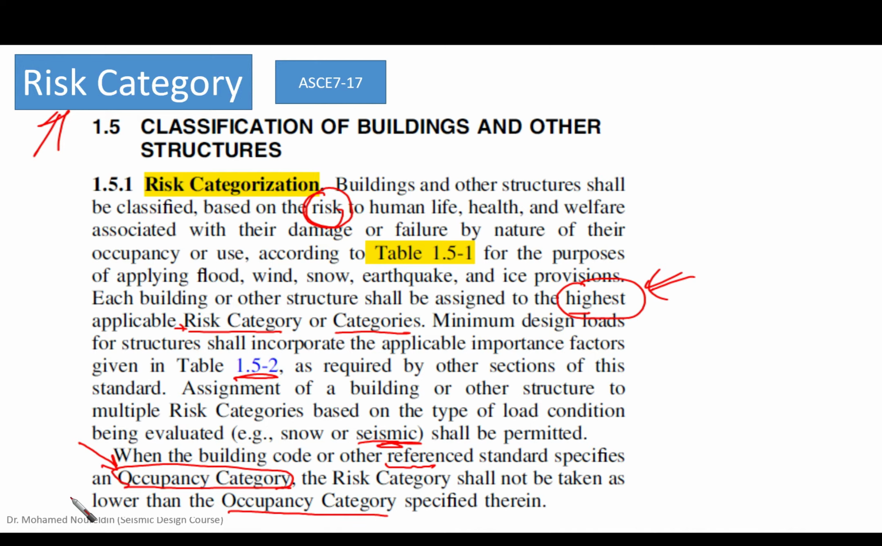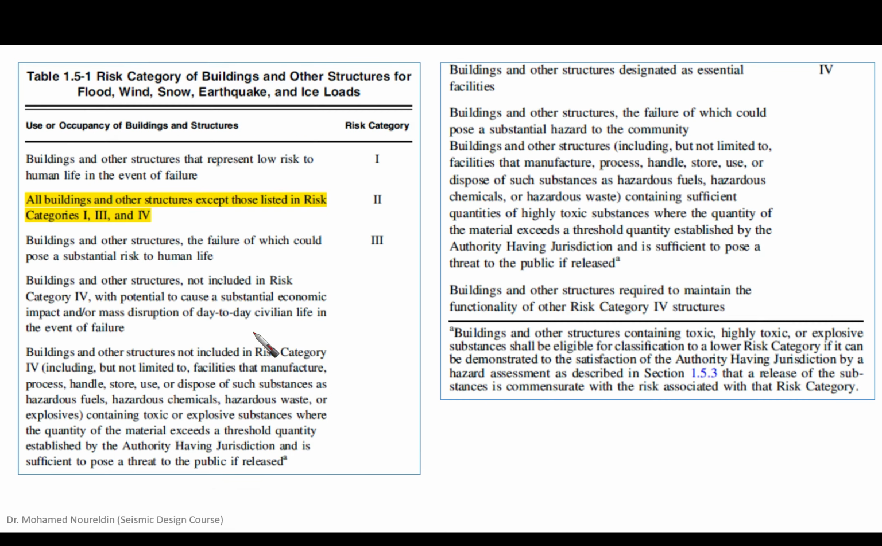So if we are going to use this term, occupancy category, the code is telling us that when the building code or other referenced standard specifies an occupancy category, the risk category, which in our case is in our standard ASCE, shall not be taken as lower than the occupancy category specified therein. So we are taking the most severe case from the occupancy category or from the risk category in ASCE 7. Okay, now let's have a look at the table.